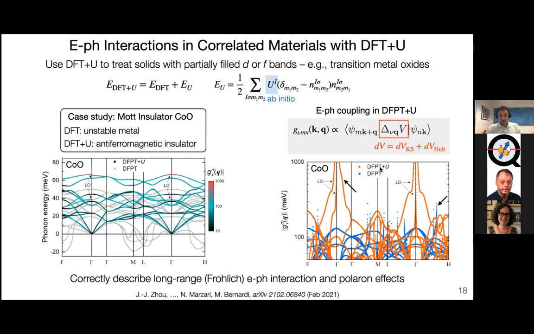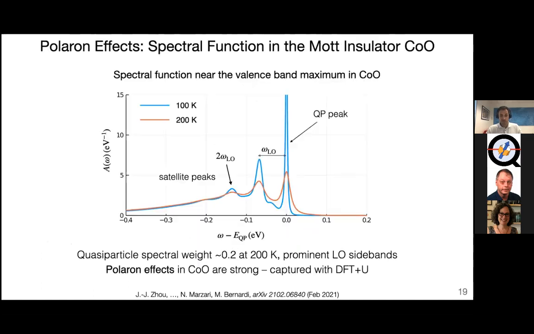When we turn on the Hubbard U interaction, however, in the curve shown here in orange, we can correctly describe the long-range interactions and this Fröhlich divergence due to the polar phonons, and now all the other couplings are finite. So now we can correctly describe the electron-phonon interactions in a correlated system, the Mott insulator cobalt oxide, and we can even study polaron effects, again using the cumulant method.